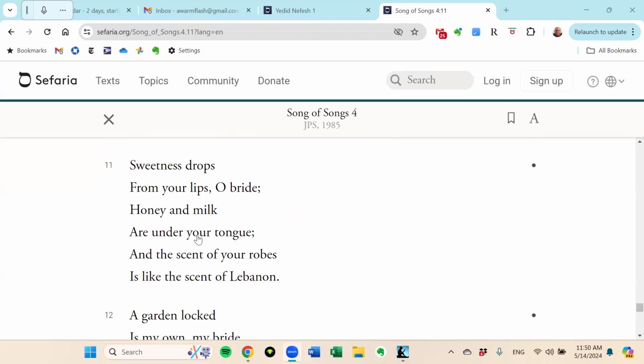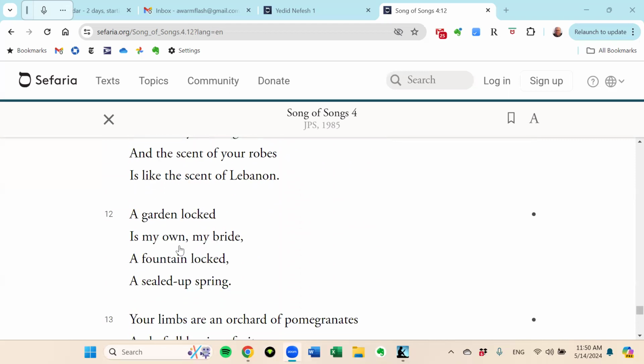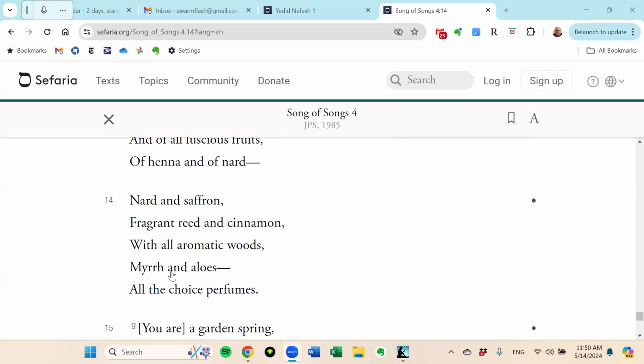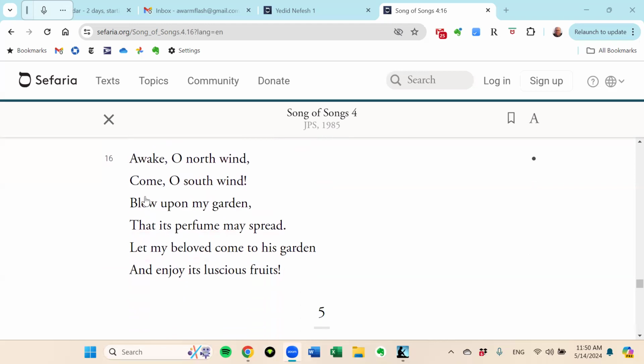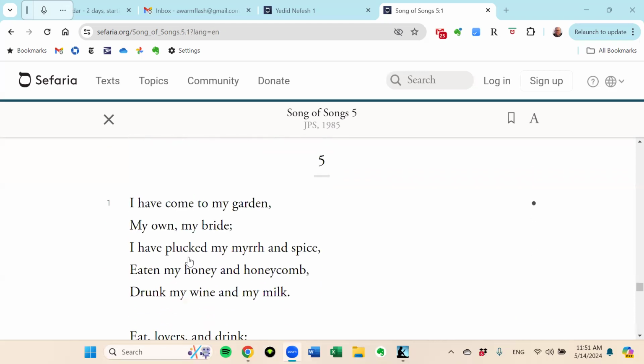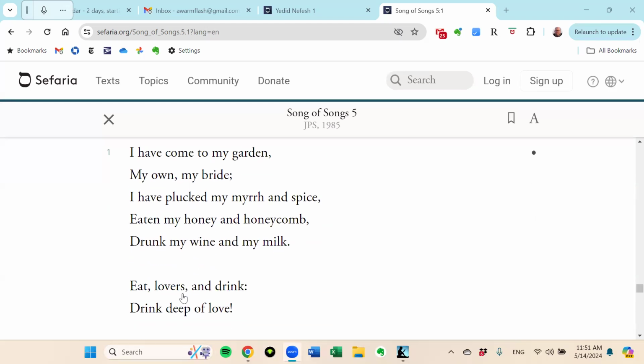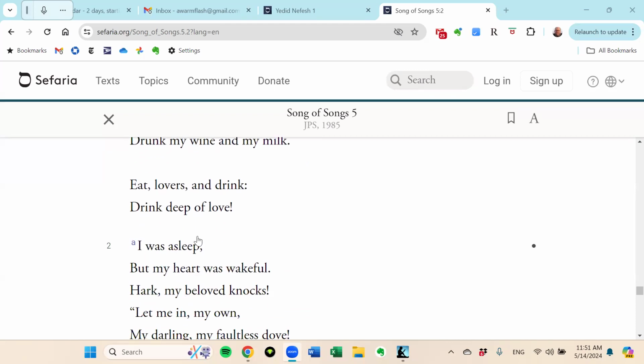"Sweetness drops from your lips, milk and honey under your tongue. A garden locked is my own, my bride, a fountain locked, a sealed-up spring." And then we get myrrh, nard, saffron. "So awake, O north wind, come south wind, blow upon my garden. Let my beloved come into his garden and enjoy its luscious fruits." That's about as erotic as it gets. "I have come to my garden. I have plucked my myrrh and spice, eaten my honey and honeycomb, drunk my wine and my milk. Eat, lovers, and drink deep of love."